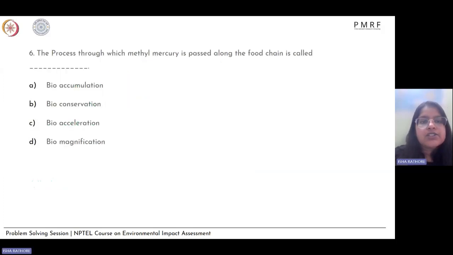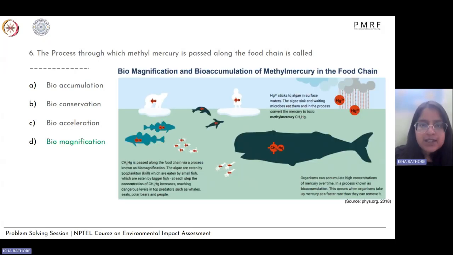Moving on, the process through which methyl mercury is passed along the food chain is called A, bioaccumulation, B, bioconservation, C, bioacceleration, or D, biomagnification. So the correct answer is D, that is biomagnification. So biomagnification is when the methyl mercury is passed along the food chain via process, whereas bioaccumulation is when organisms accumulate high concentration of mercury over time. Okay, so D, biomagnification is the correct answer.